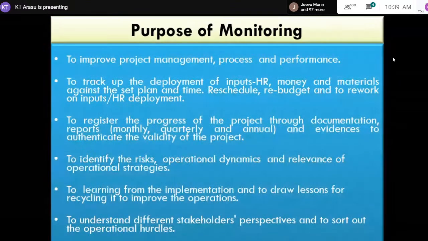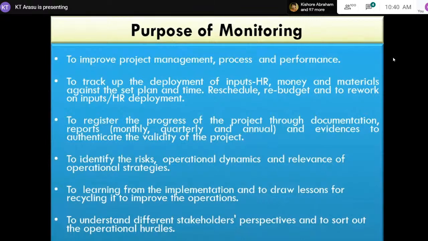So now coming to the purpose of monitoring. The purpose here is nothing but to improve the project management. In any project, your money input needs to be optimally utilized. So that is to improve the project management. It should keep on improving, maximizing the outcomes and output. That is the word. Process management is part of it, the process and the performance of the project.